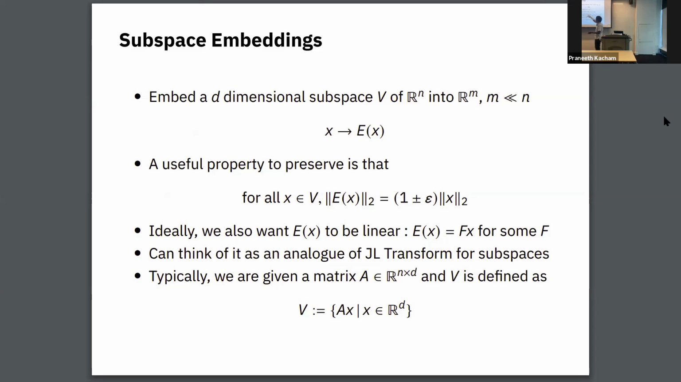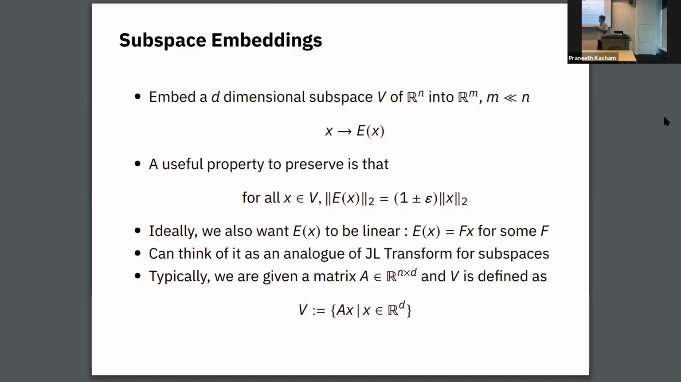That is, for every x in the d-dimensional subspace V, we want the Euclidean norm of E(x) to be within 1 plus or minus epsilon of the Euclidean norm of the vector x. And ideally, we would also like this embedding to be linear. That is, E(x) should be of the form F times x for a matrix F. This is useful for many applications such as streaming and so on. So we want F to be linear.